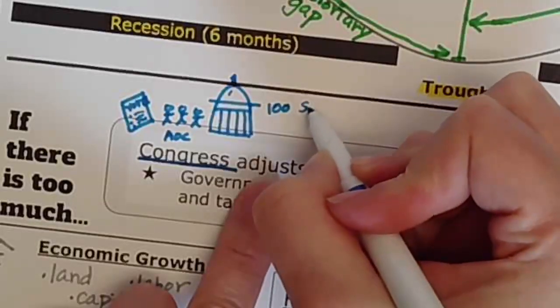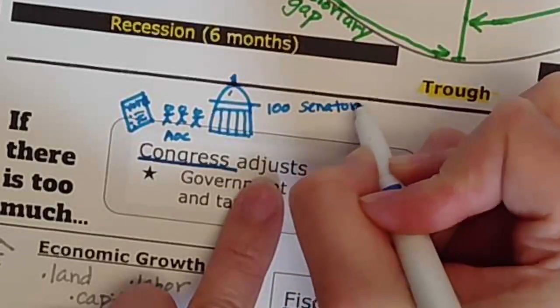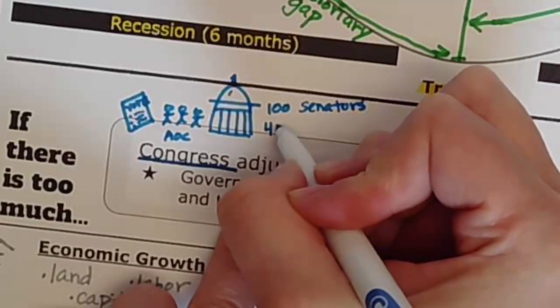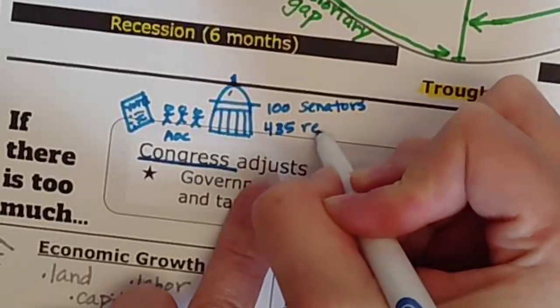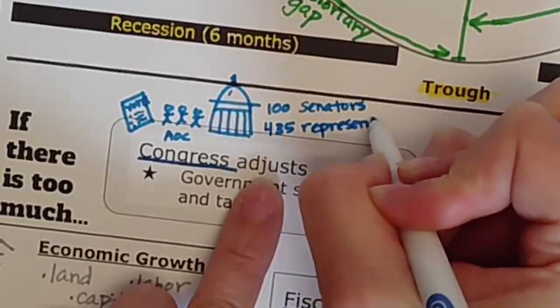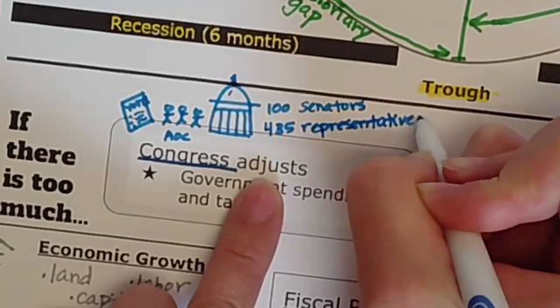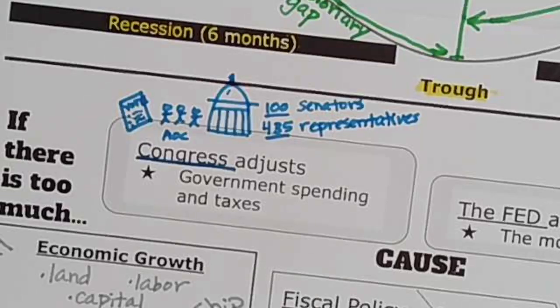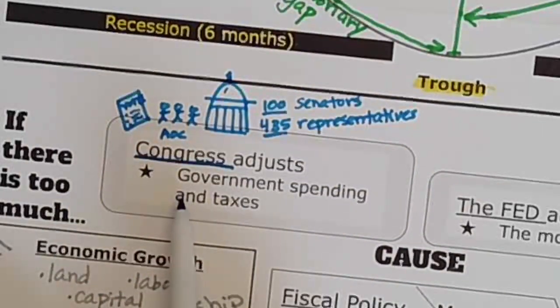There are 100 senators, 2 for each state. This is review from your government class, I know. And 435 representatives. Those are the people who are responsible for making changes to our economy and affecting our business cycle. They make those changes in 2 ways, specifically. Congress is going to affect government spending. That's one of them. And taxes. So there's 2 ways.